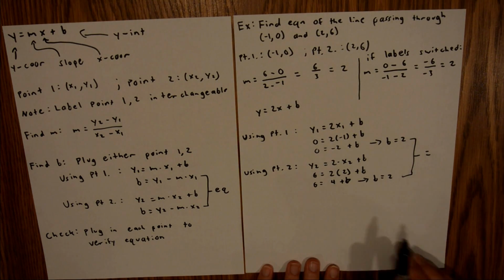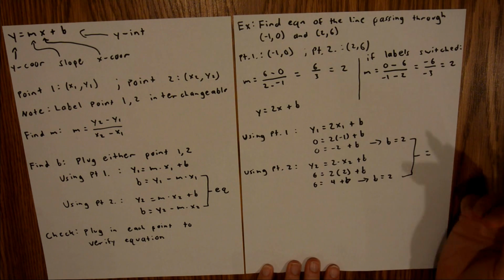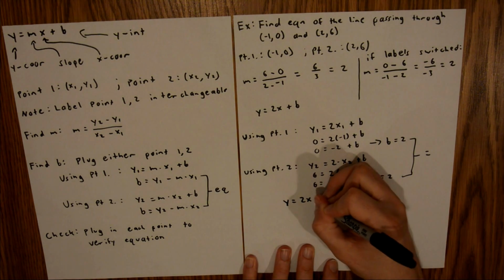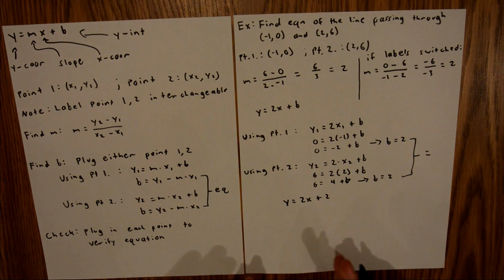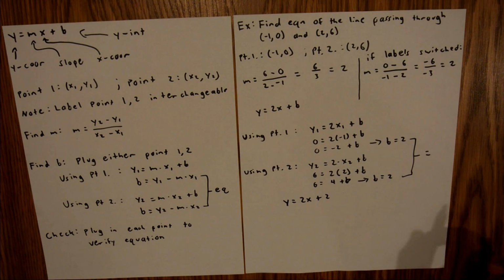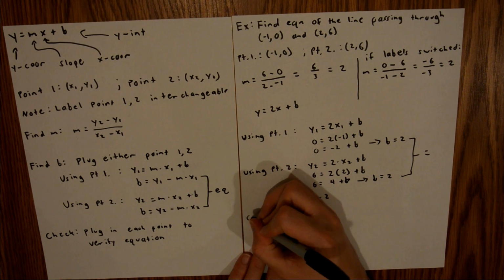And so now what we can do is plug our y-intercept into this equation right here, and that'll leave us with y is equal to 2x plus 2. And so now that is actually our final answer. That is the equation for the line that passes through the 2 points that we were given in the problem. But like I said over here, we can do a little check to verify that.